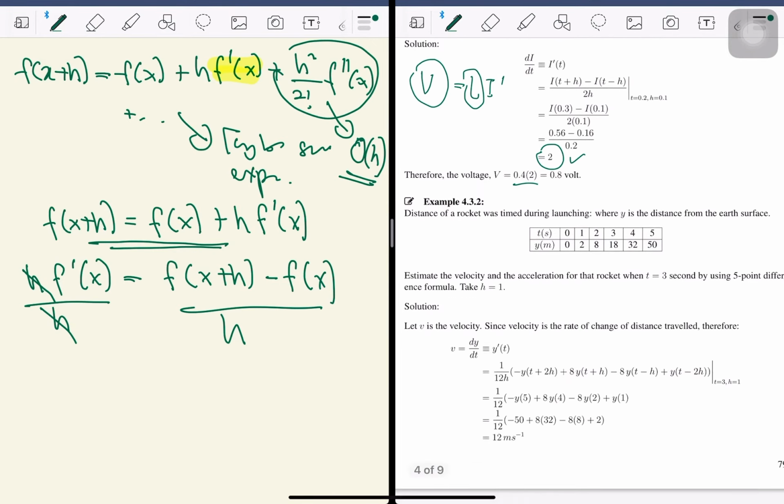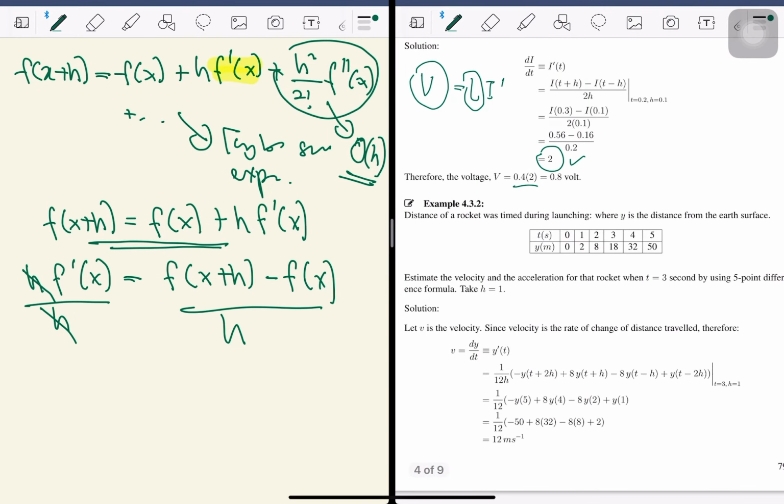Let's move to the second example. For this example, the question asks you to estimate the velocity and acceleration of the rocket. They just give you the distance from the Earth's surface and also the time. But how can you actually estimate the velocity? You should at least have the function.